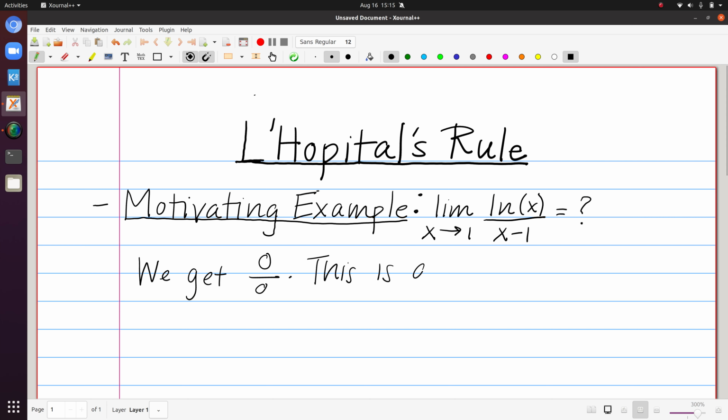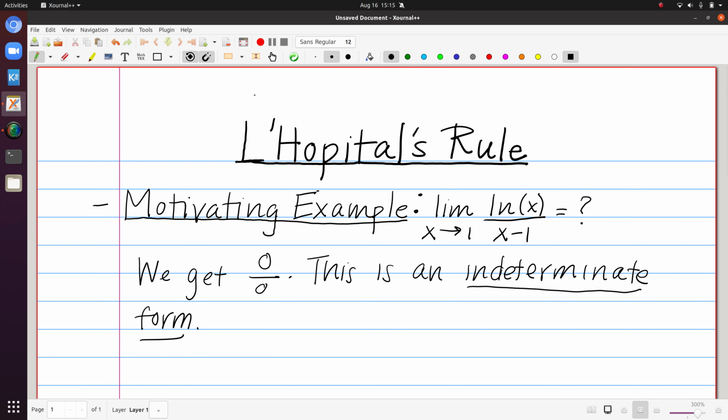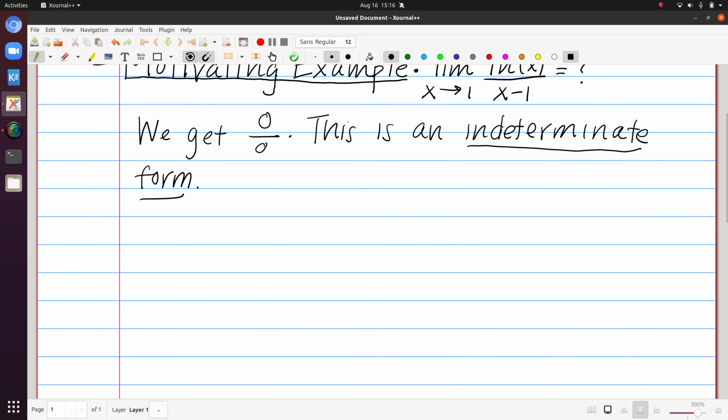This is what we call an indeterminate form. So what we'd like to know is how are we going to solve a limit of this form? What I'd like to start with here is to move away from our specific example and think a little bit more generally to work with something like this.